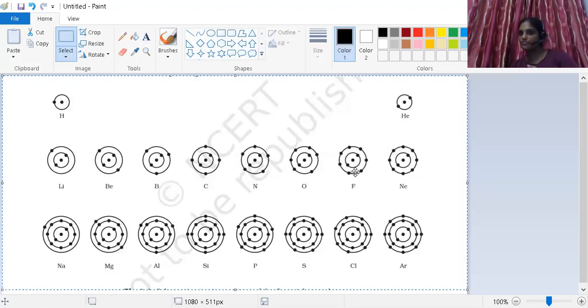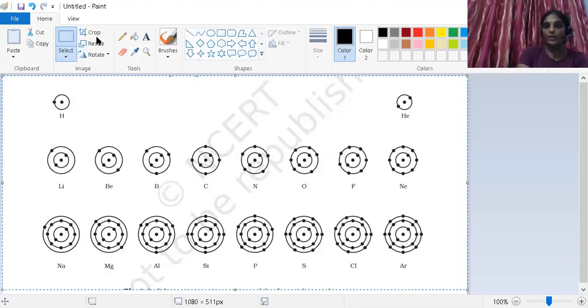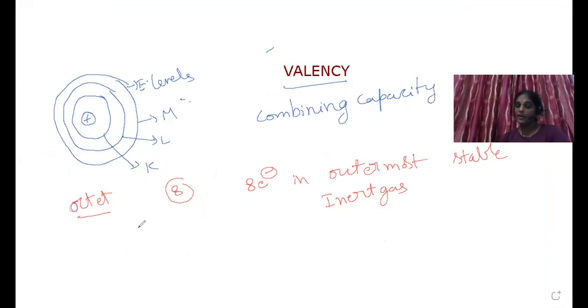Please try to remember fluorine and sodium. How many outermost electrons are there in fluorine? It has 7 electrons, whereas sodium has 9 electrons. Let us see what combining capacity is. In fluorine, there are 7 outermost electrons. To get the octet configuration, how many electrons does it have to gain? 1 electron, right? If it gains 1 electron, then it has 8 electrons in the outermost shell, so it will be chemically stable. So fluorine always tries to get 1 electron to become stable.